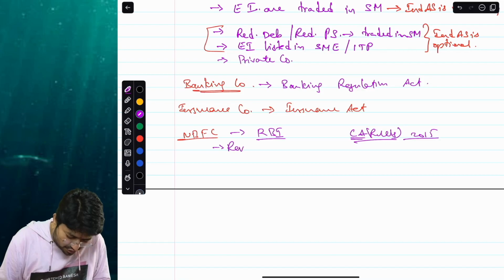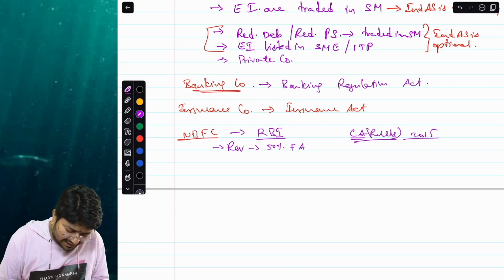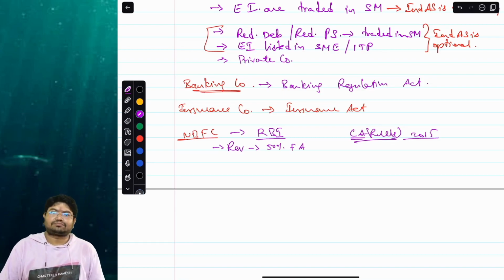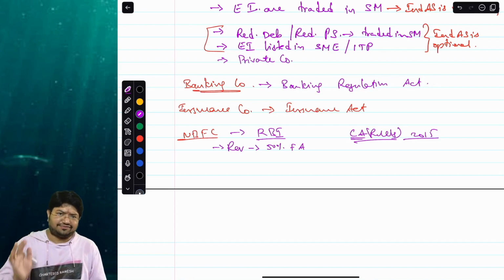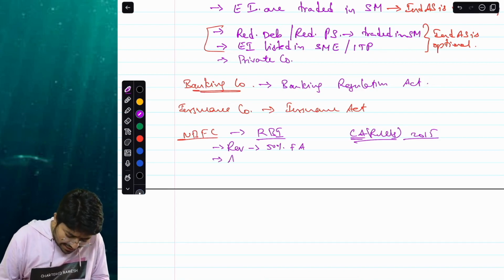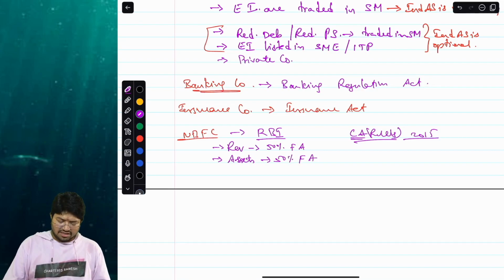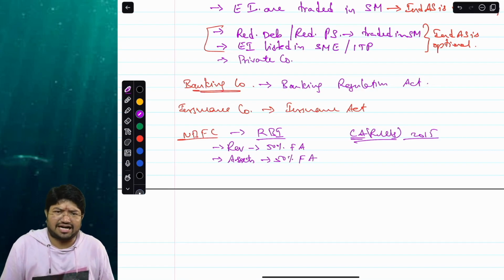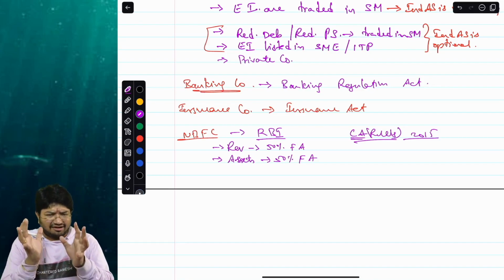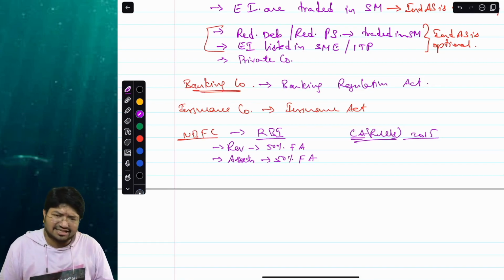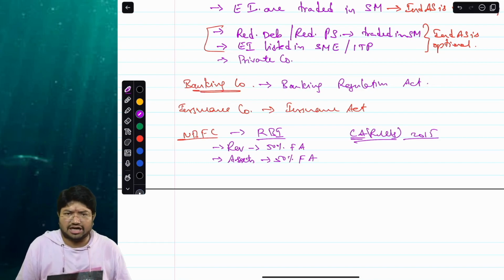Out of the revenue, if your revenue is 50% or greater than 50% from financing activities, you are considered as a NBFC. Second, assets. Out of your assets, if 50% or more are financial assets, you can call yourself as a NBFC. That's all. Only two categorizations, important categorizations. Rest all, there are few set of conditions which it has given. All those will form part of your RBI categorization.